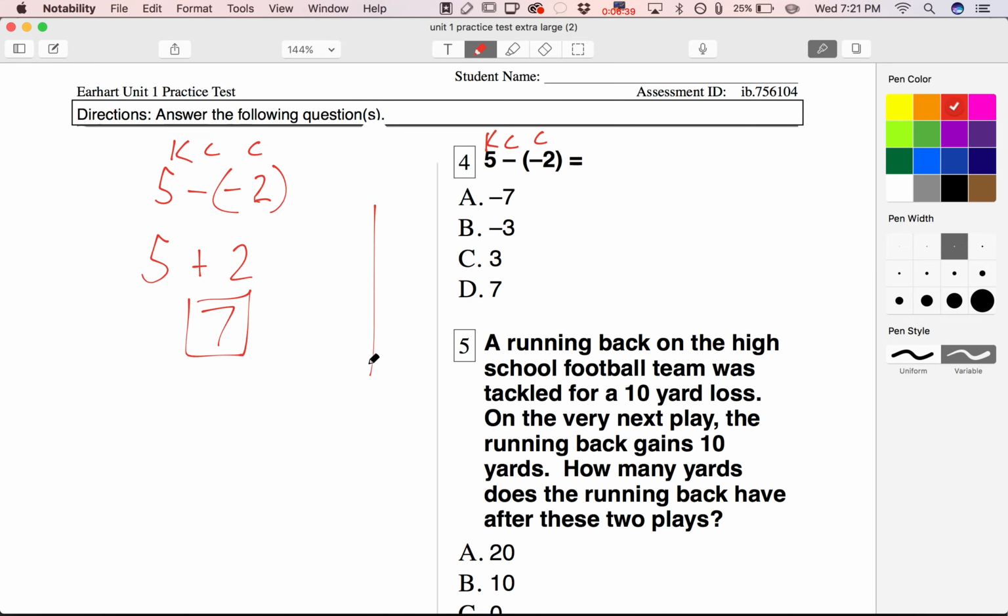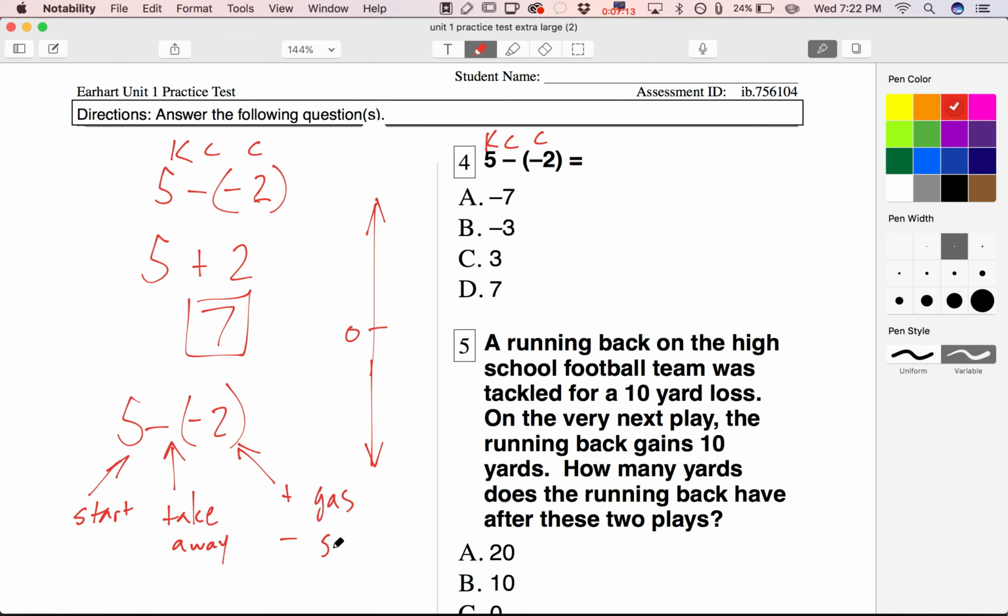Now, on a number line, we can think of this as the hot air balloon. It is important that you know the concept of why subtracting a negative would make it addition. So remember that if I have 5 minus negative 2, this is your starting point for the hot air balloon that we did in class. This one is you're taking away something. You don't know if it's gas or sand. And this one tells you if it's positive, it's gas. If it's negative, it is sand.